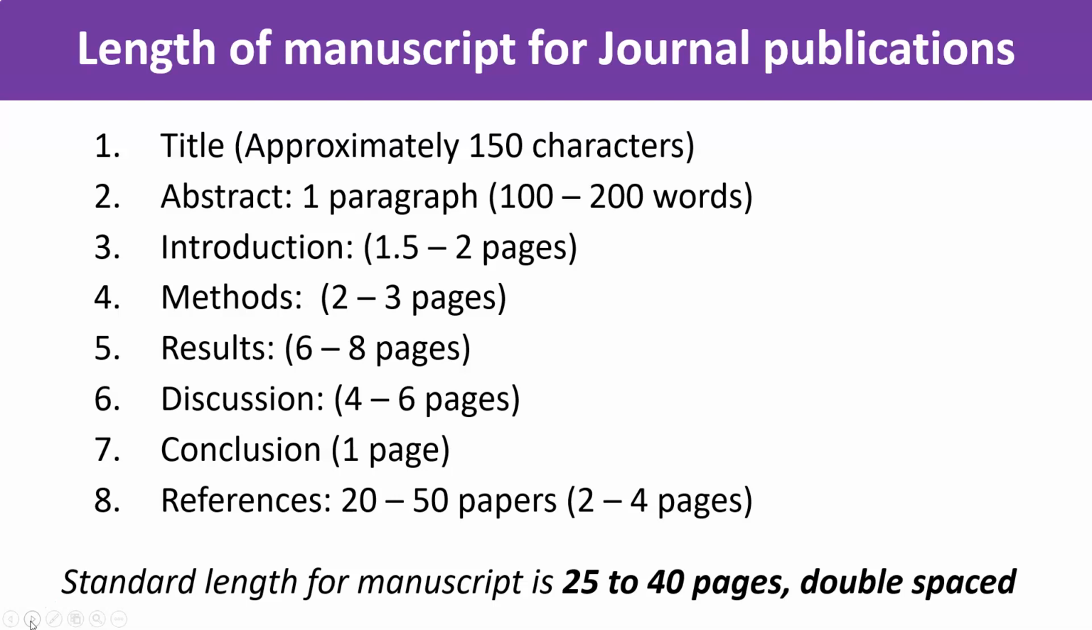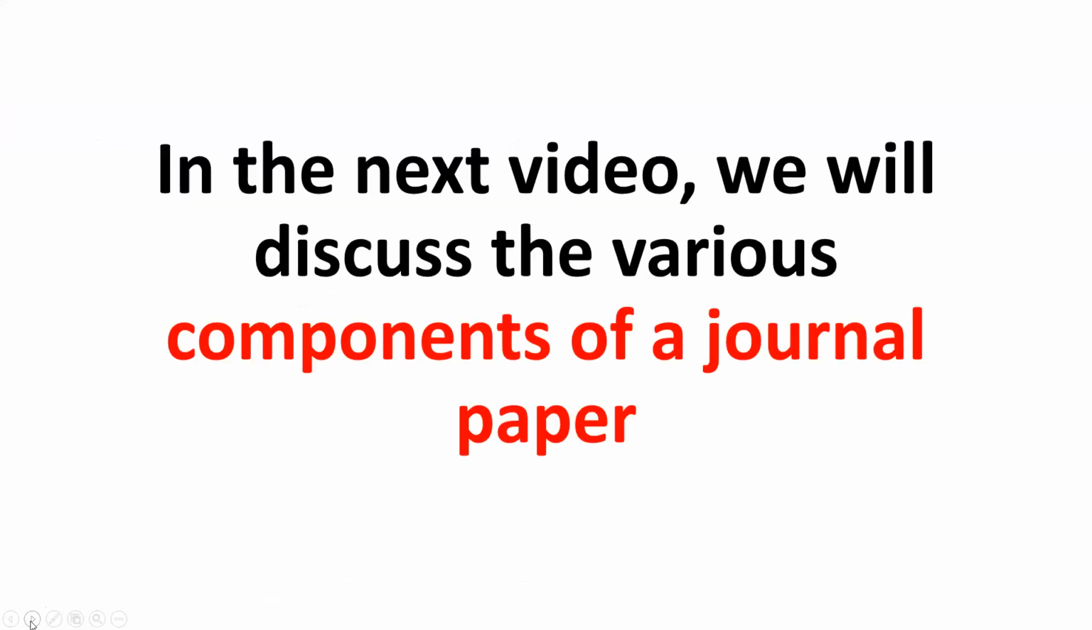So that's very important. So I said here, the standard length for manuscript is usually 25 to 40 pages. And I'm talking of many international journals that are of repute, and usually double spaced. So that's the length of manuscripts for journal publication. So just follow this as a guide. Like I said, these are not cast in stone or iron. There could be little modifications here and there. That's allowed. But this is just to give you a general guide.